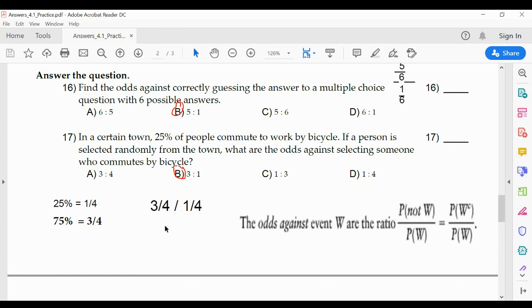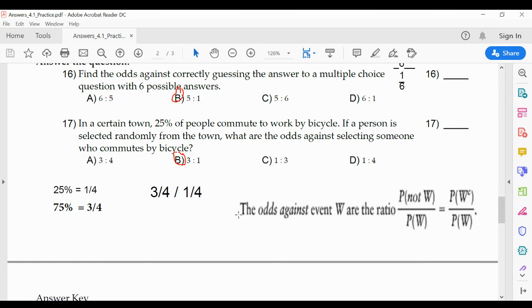And here again, when I divide 3/4 by 1/4, it's like 3/4 times 4/1. The fours cancel out, leaving you 3-1. That's the way we express odds, 3-1.